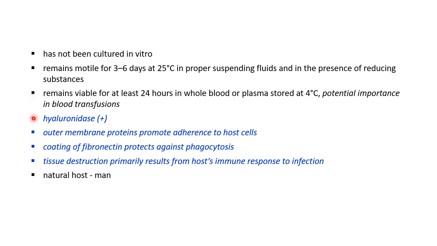The spirochete is hyaluronidase positive, which allows it to break down hyaluronic acid, allowing its spread in the different tissues. It also has outer membrane proteins which promote adherence to host cells, and a coating of fibronectin which protects it against phagocytosis. Tissue destruction primarily results from the host's immune response to the infection. It should be noted that the natural host is man. In the laboratory, the organism may be grown in rabbits.